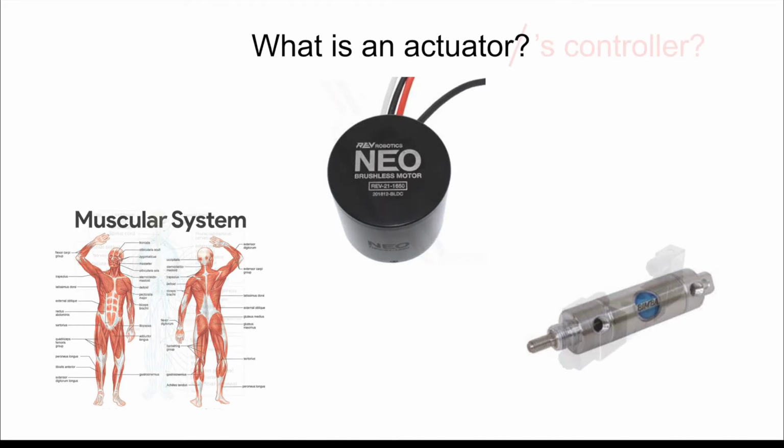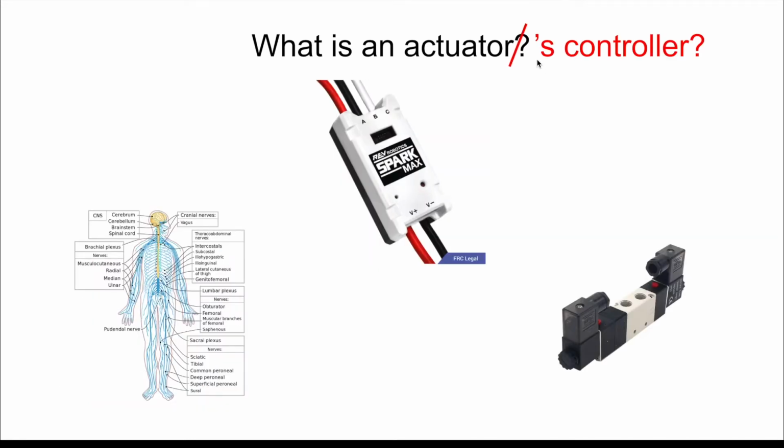So instead of what an actuator is, why don't we talk about what an actuator's controller is, which in this case for a human, it's like the nervous system. The nervous system is what controls those muscles. For a motor, it could be a SparkMax motor controller or any type of motor controller. And for a cylinder, it would be a solenoid like this. So it's these parts that a programmer would care about, because these are the types of things that programmers actually interact with and program in order to get actuators to do things.